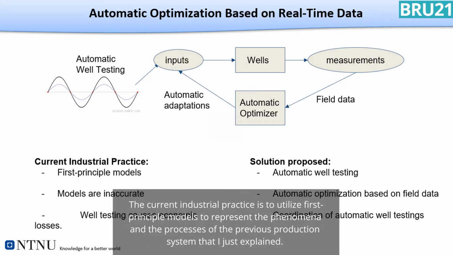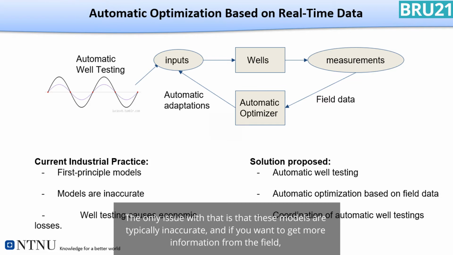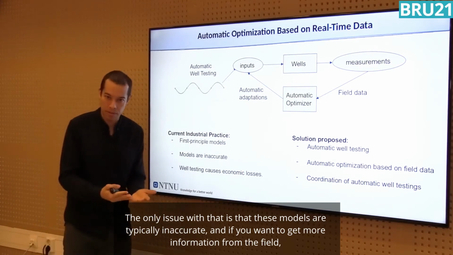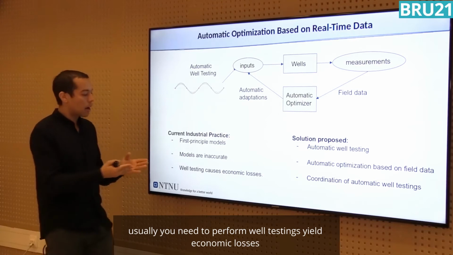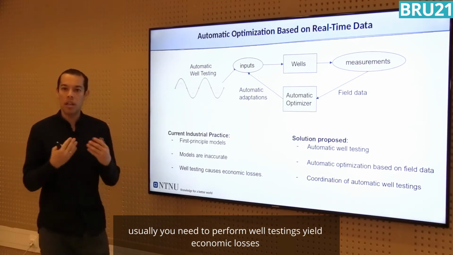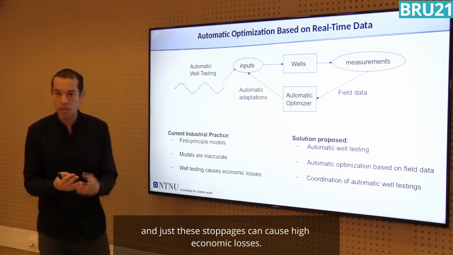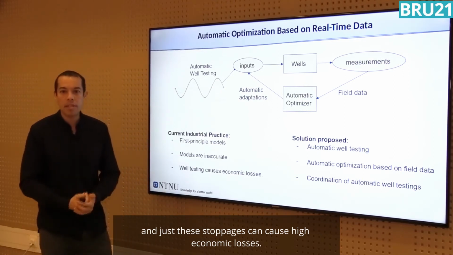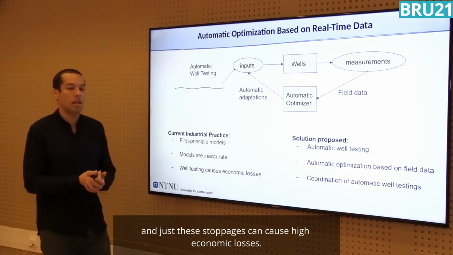The current industrial practice is to utilize first principle models to represent the phenomena and processes of the production system that I just explained. The only issue with that is that these models are typically inaccurate. And if you want to get more information from the field, you usually need to perform well testings, which usually yield economic losses because you need to stop some wells and reduce the production of others, and these stoppages can cause high economic losses.